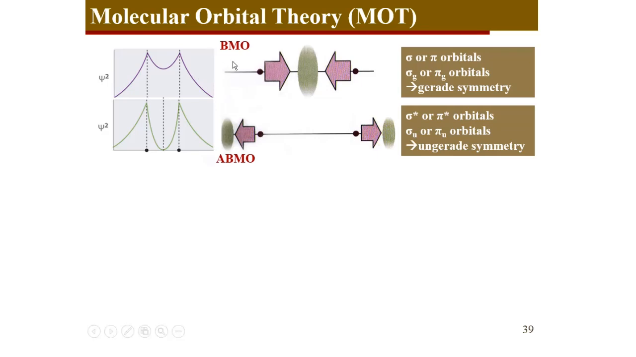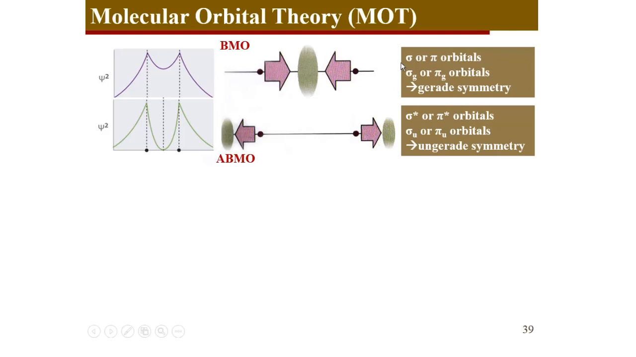For example, in the bonding molecular orbital, the electron density between the two nuclei is larger than in the previous case. That means electrons are pushed more towards the internuclear region. Whereas in the ABMO, antibonding molecular orbital, the electron densities are pulled away from the nuclei. They are pulled out towards the outside.